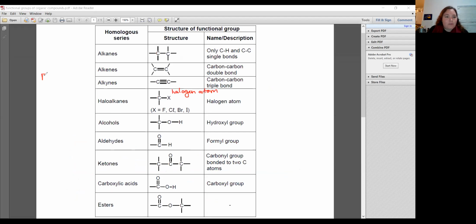If we add in fluorine, we call it fluoro. Please just be careful. I don't know why a lot of people want to make the symbol for fluorine Fl. There's no such thing, and if you do that, you lose your mark, okay? Cl is chloro, I is going to be iodo, and Br is going to be bromo.